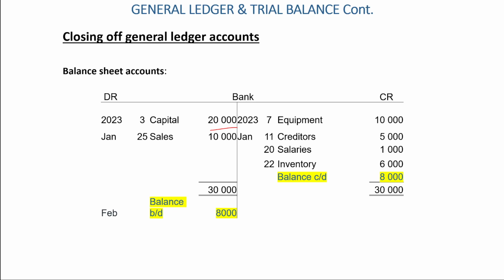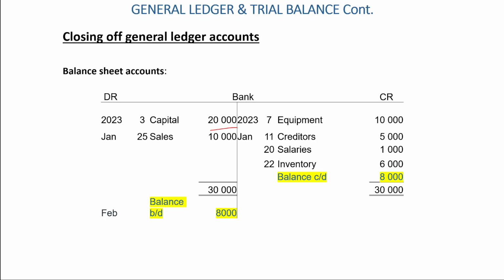So once all the transactions for the month have been recorded, we then have to balance off the account. These are balance sheet accounts. Anything that was classified as an asset, liability, drawings, or capital has to be balanced off. So on the bank account, we're going to balance it based on which side has got the biggest amount. The debit side has got the biggest amount, so we're going to balance it based on the debit side. So we're going to have 30,000 as the total. We're going to total it off based on the biggest side. So this is the total.